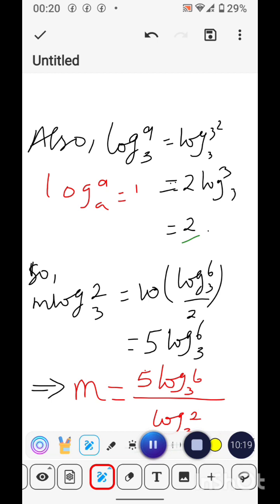So back to our equation: m log 2 base 3 is 10 into log 6 base 3 divided by 2. The right hand side has been reduced to log 6 base 3 divided by 2, and we have here 2, here 5. So it gives us 5 log 6 base 3. Now how do we make m the subject? We divide all through by log 2 base 3, and that gives us our answer.